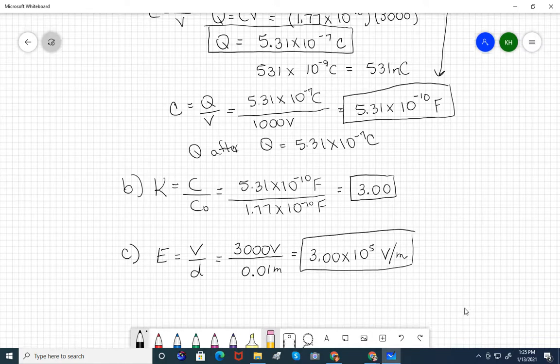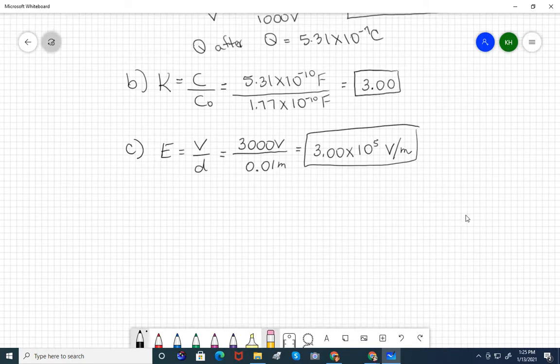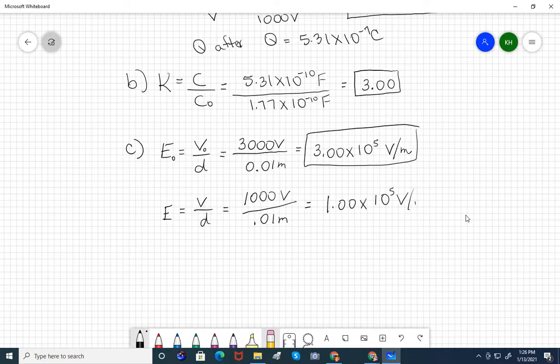Afterwards, when we put that dielectric in, it reduces the voltage, and that earlier value would be for the vacuum. By reducing the voltage, it reduces the electric field. And we get 1.00 times 10 to the 5th volts per meter.